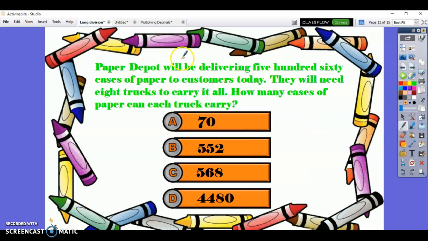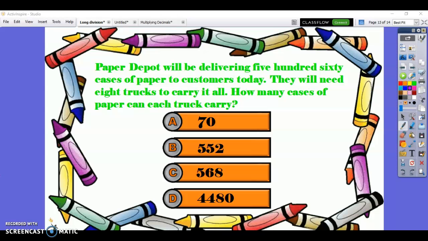Next one, Paper Depot will be delivering 560 cases of paper to customers today. They will need 8 trucks to carry it all. How many cases of paper will each truck carry? There is a total of 560 cases of paper, and you are going to be dividing it by 8. So go ahead and write that down, long division, and check to see if your work is correct. Pause the video here. I'm going to work it out, and then you'll check to see if your work is correct and if you got the correct answer.